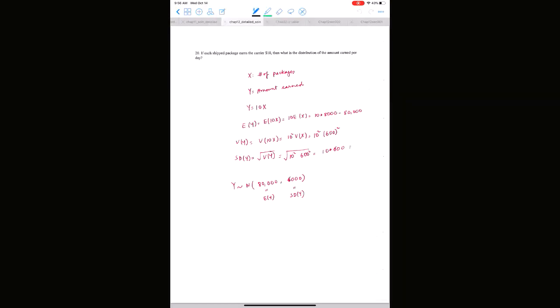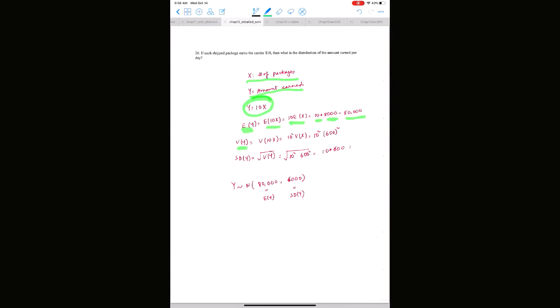Wonderful. If each shipped package earns the carrier $10, what is the distribution of the amount earned per day? So now here y is the amount earned, x is the number of packages, y is equal to 10 times x. So the expected value of y is the expected value of 10 times x, which is 10 times the expected value of x, which is 10 times 8,000, which is 80,000.